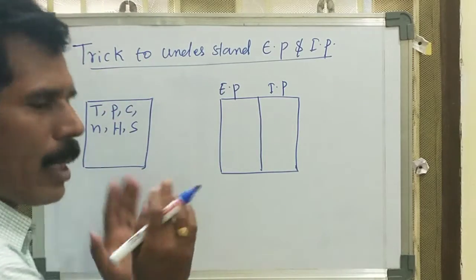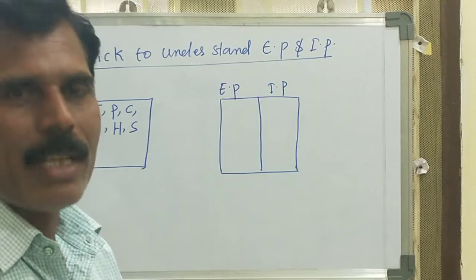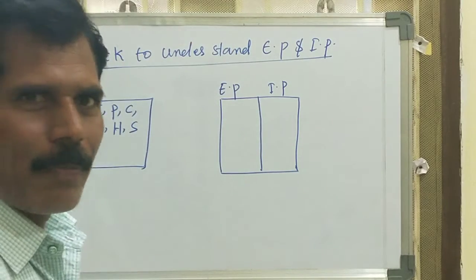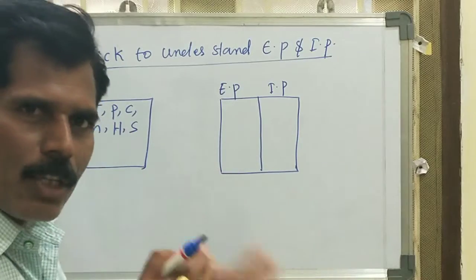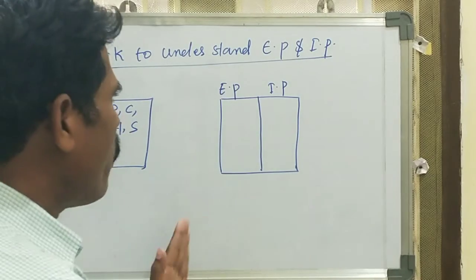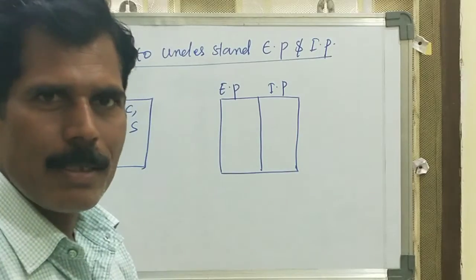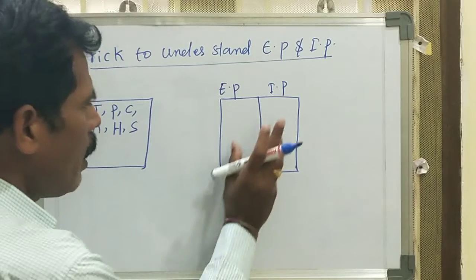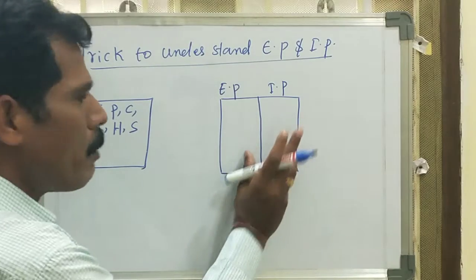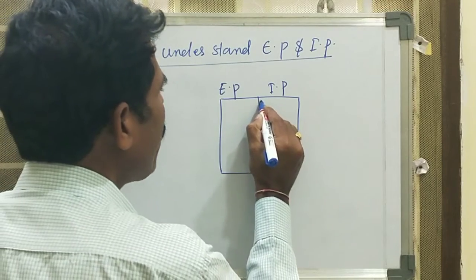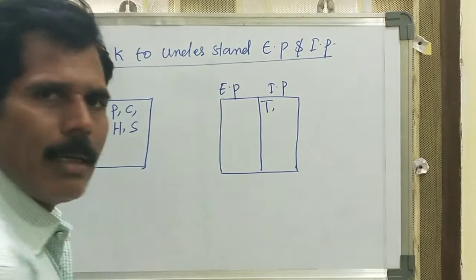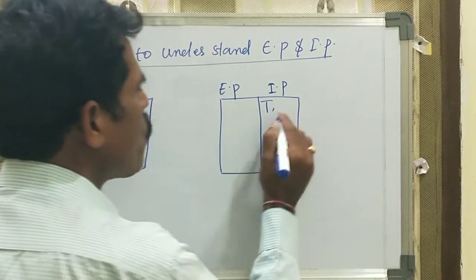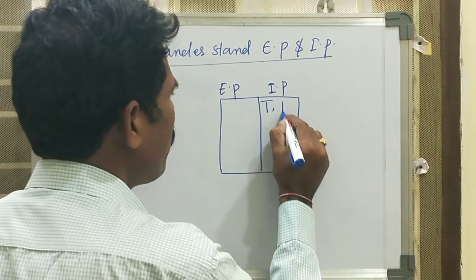The properties which get divided along with the system belong to extensive properties. The properties which do not get divided belong to intensive properties. Now let me write on the board. Temperature is the same in both halves of the room, so temperature belongs to intensive properties. Next, pressure also belongs to intensive properties.